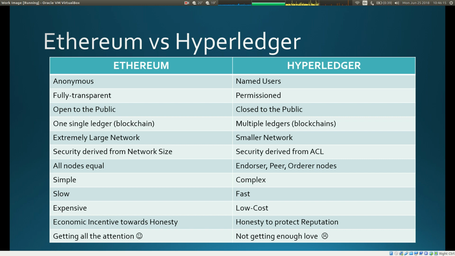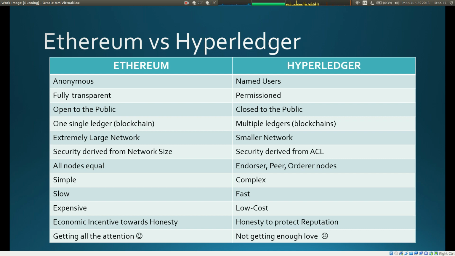In Hyperledger, that economic incentive towards honesty has been switched to a desire to protect one's reputation, because Hyperledger tends to be used in corporate scenarios, in scenarios between businesses, and all individual users are known. Then there's a much greater disincentive towards being a bad actor, because we know exactly who you are and your job could be on the line.